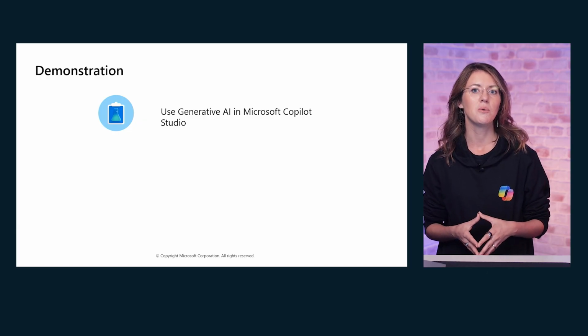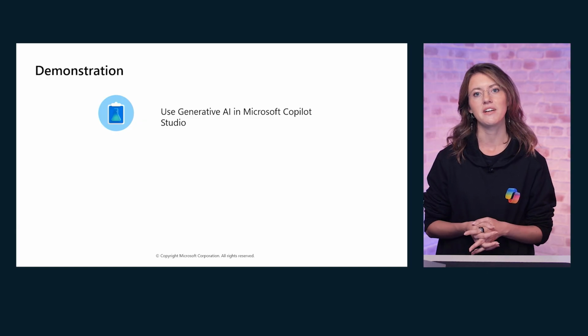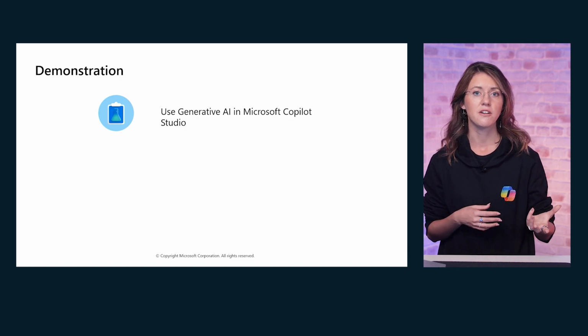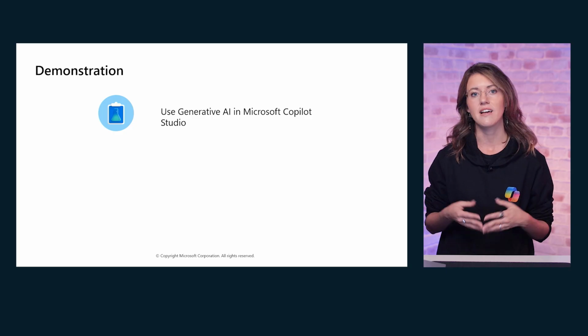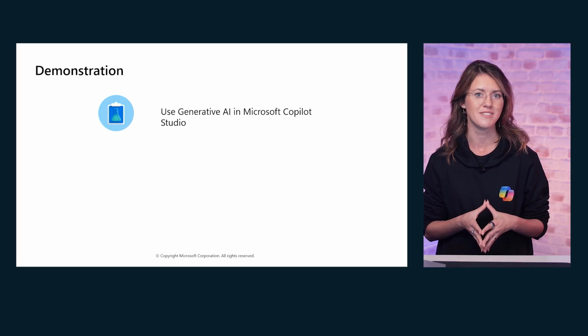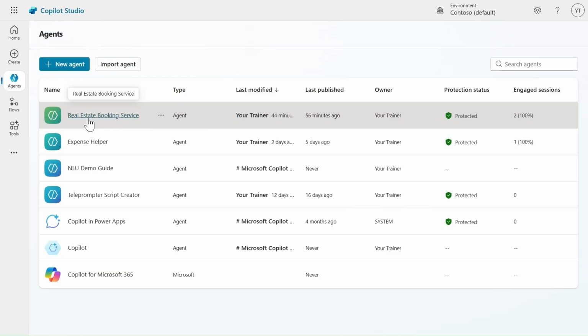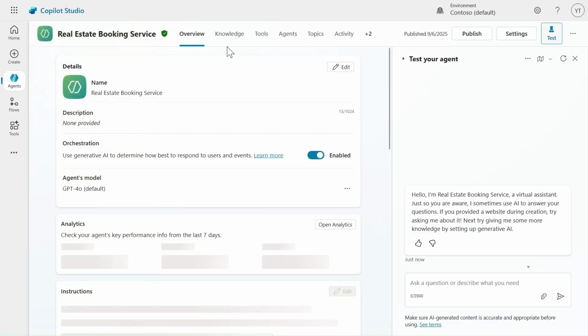In this demonstration, you will learn how to enable generative AI in your agent. These steps will help your agent deliver more accurate, context-aware responses and improve its overall performance. In our next demo, we will see how we can use generative AI in Microsoft Copilot Studio. To do so, I will select my real estate booking service.